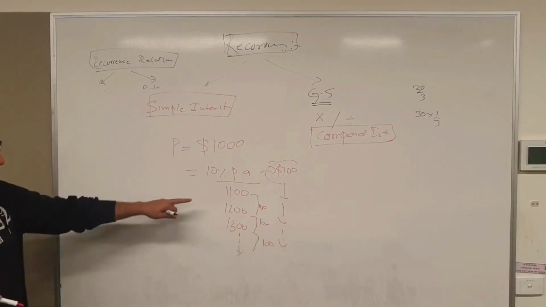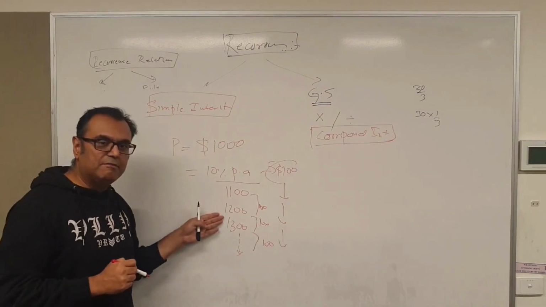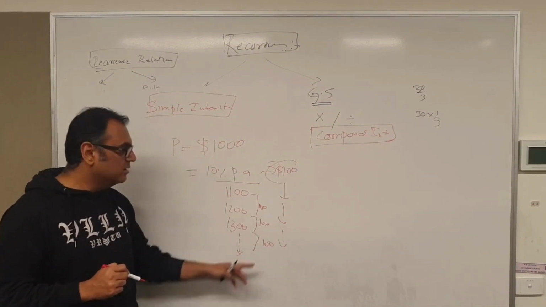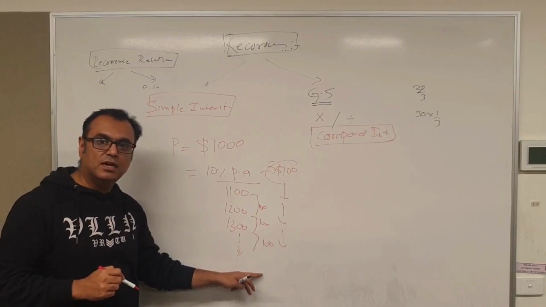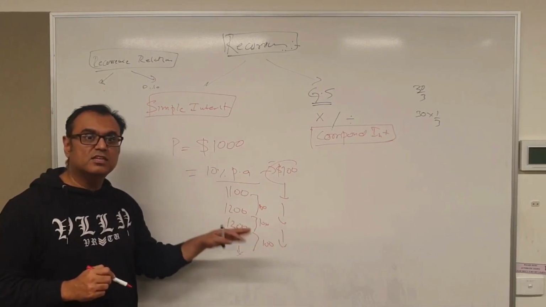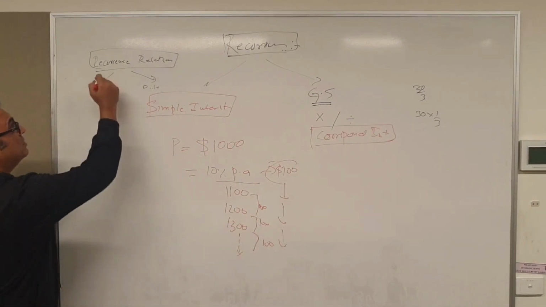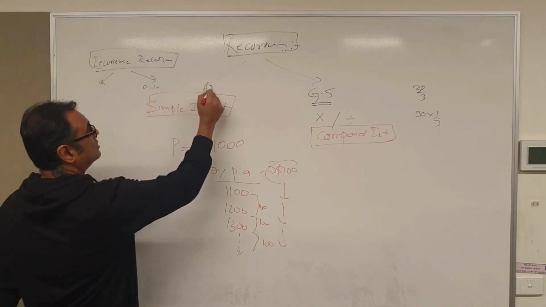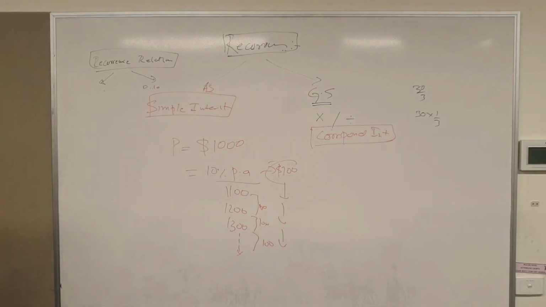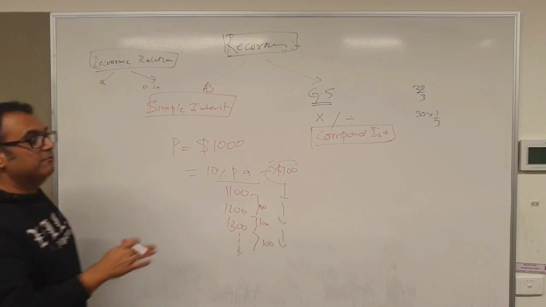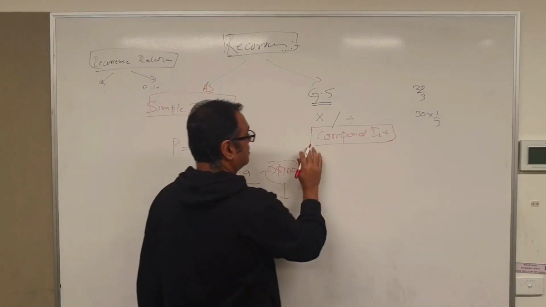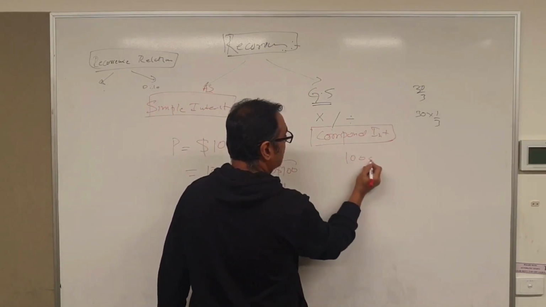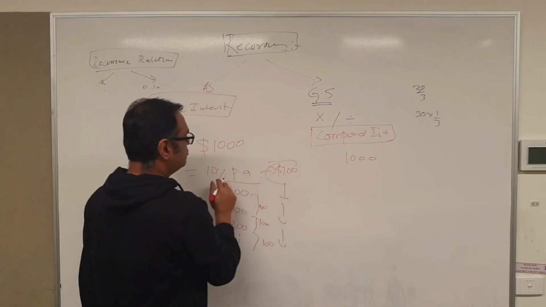You see, that's a sequence, right? 1,000, 1,100, 1,200, 1,300, and you go on. So a common difference is 100 always. This is a classic example of arithmetic sequence. Does that make sense? Whereas in compound interest, Michelle, you started with 1,000, same interest rate.